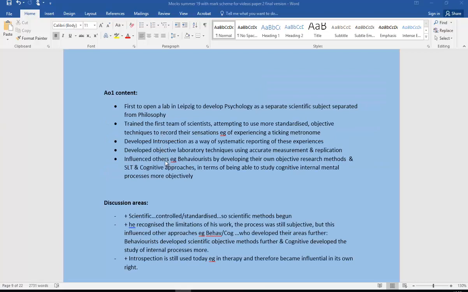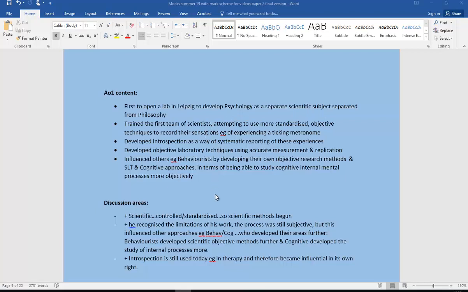So I'm going to go through some AO1 content and also some discussion areas. All right, so this has also come up as an 8 marker now in this summer's paper as well. So you do need a little bit more detail for it. So first of all, in terms of the AO1 content, Wundt was the first to open a lab in Leipzig to develop psychology as a separate scientific study, a subject separated from philosophy.